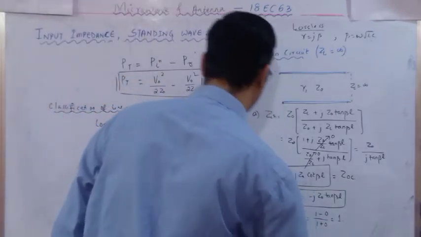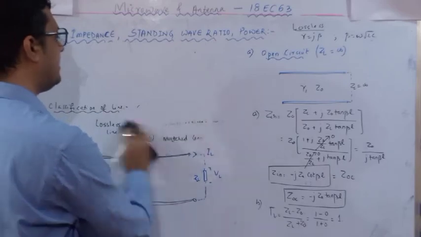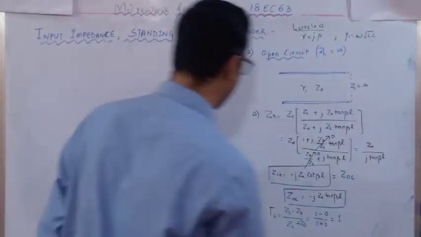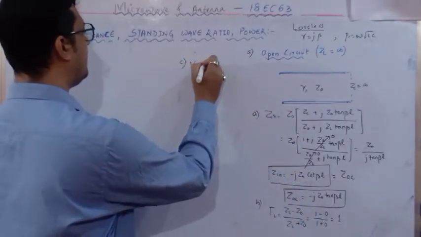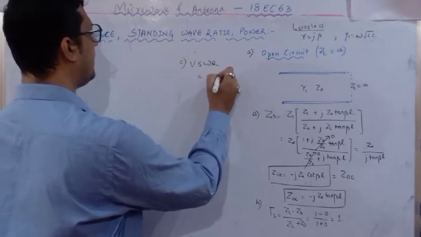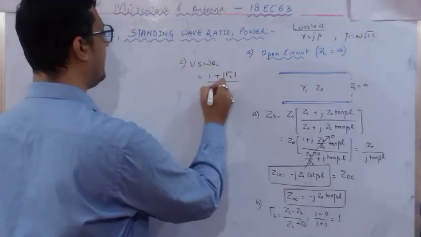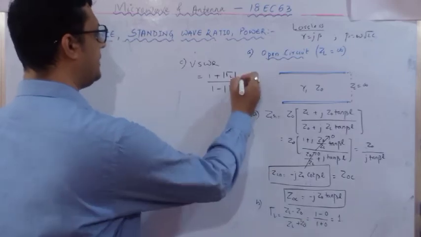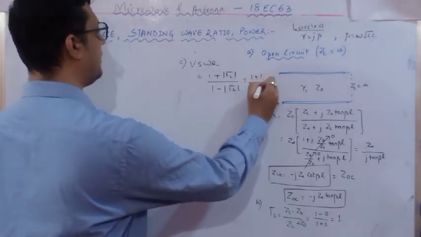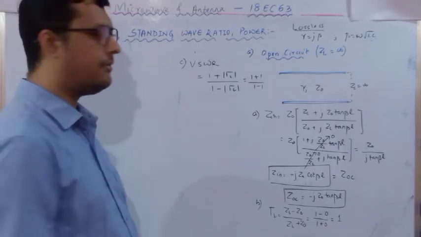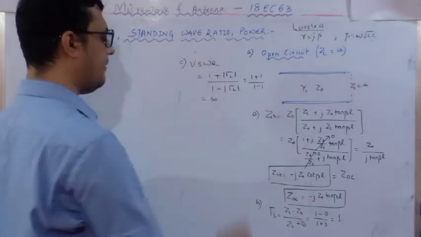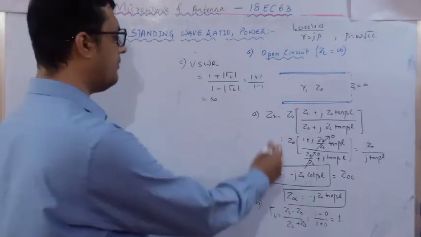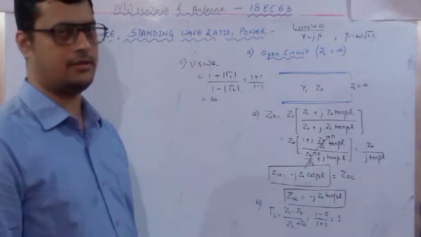Similarly, I need to calculate the VSWR for the open circuit line. Third is VSWR, and its relation is 1 plus the magnitude of the reflection coefficient at the load divided by 1 minus the magnitude of the reflection coefficient at the load. Here the reflection coefficient is 1, so it is (1 plus 1) divided by (1 minus 1). Something divided by 0 is infinite, so my VSWR is infinite. The reflection coefficient is 1, VSWR is infinite, and the input impedance ZOC is equal to this much.